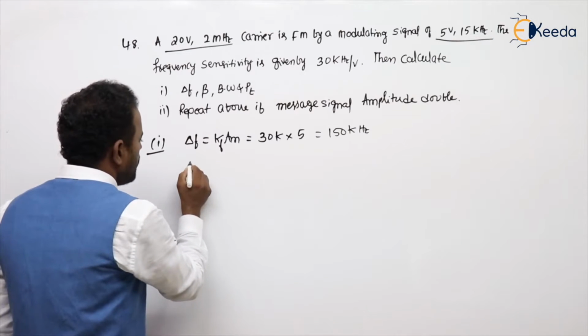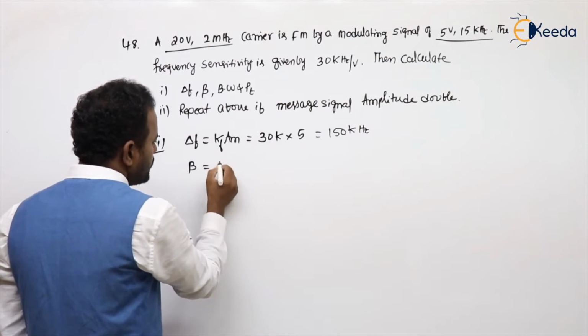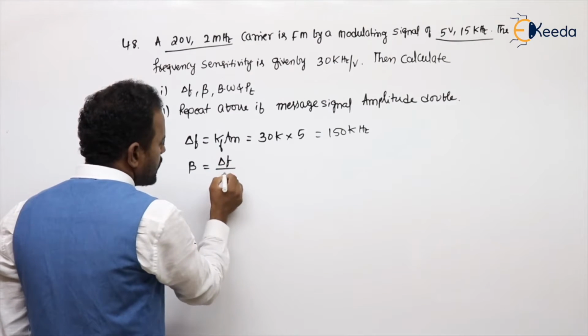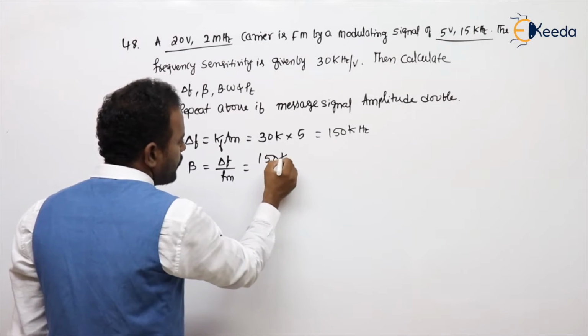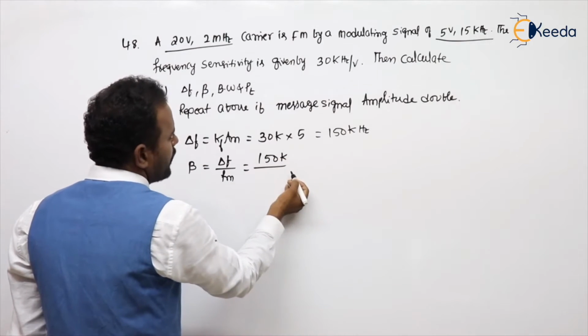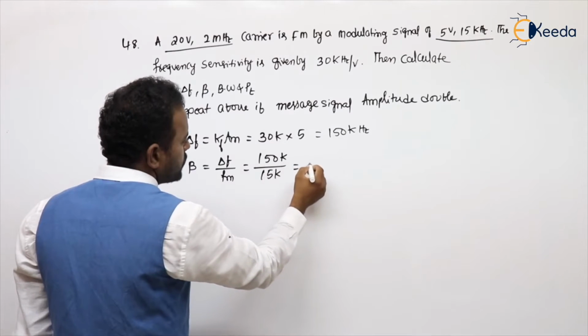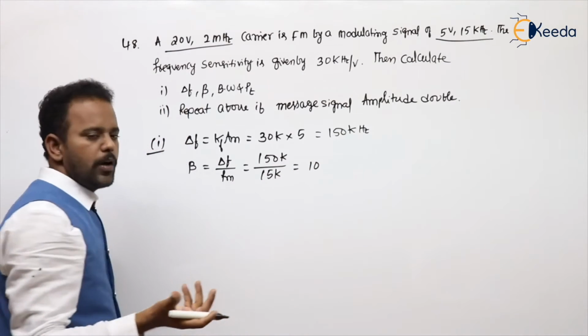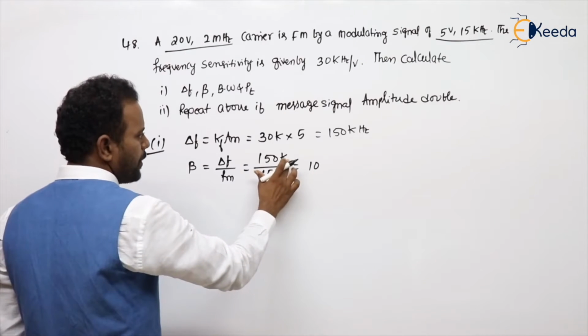Next, what do we need to calculate? Beta. Beta is nothing but delta F by Fm. Delta F we just got as 150, divided by Fm, which is 15. Calculate how much you will get: 10. Beta has no units, it is a unitless quantity, the modulation index. Are you following my point or not?